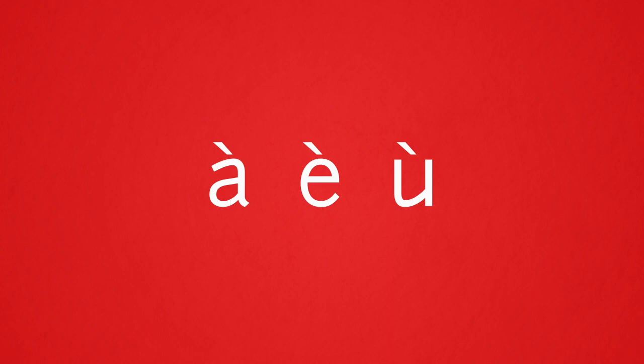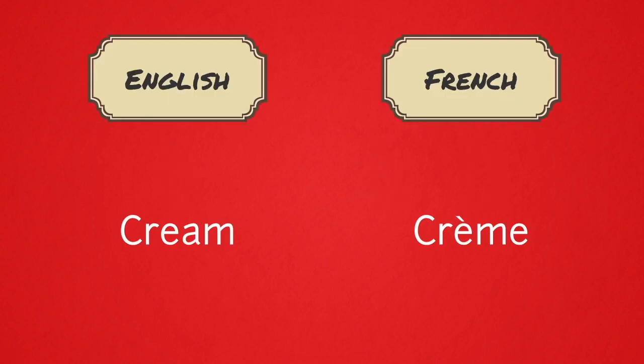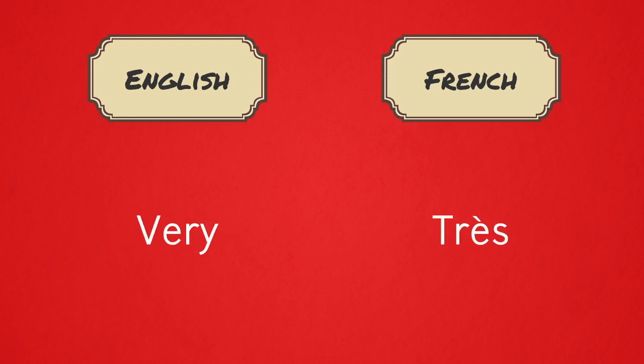Now let's look at these letters. The symbol above these letters is called the grave. Again, we are going to separate these letters into 2 categories. One for pronunciation, and the other for homographs. Now let's listen to how this letter is pronounced. Repeat after Julie. Crème. Trait.